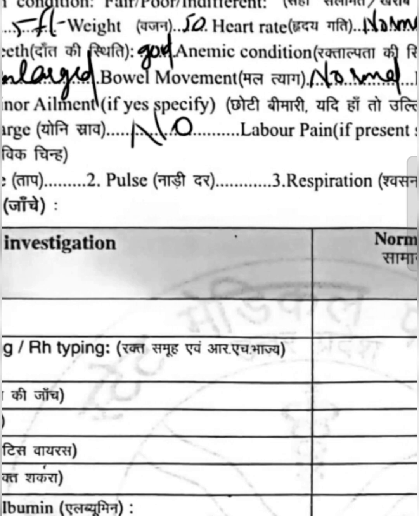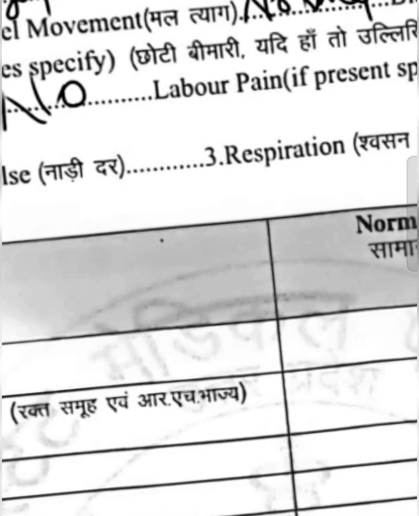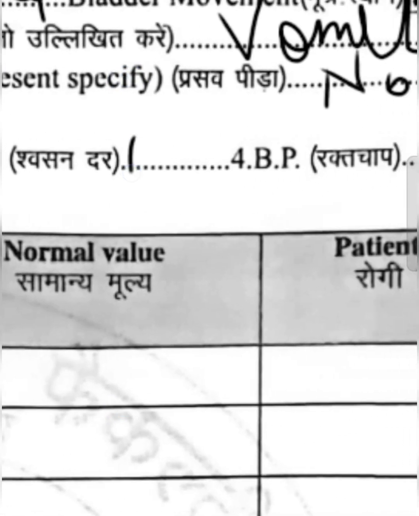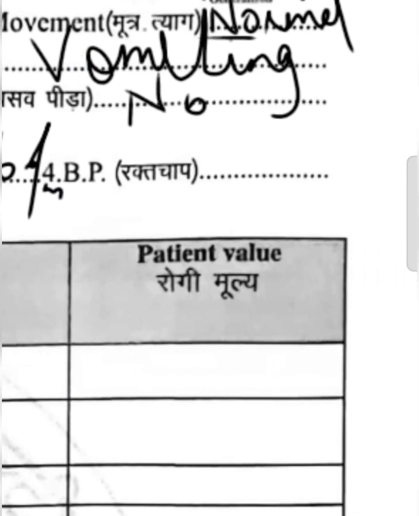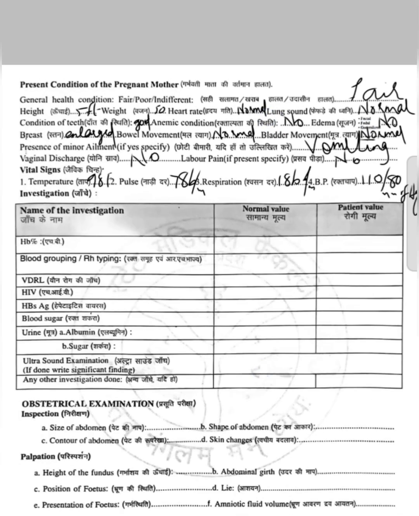Next, temperature of the mother, I am going to write 98 degree Fahrenheit. Pulse 78 beats per minute. Respiration 18 breaths per minute. And blood pressure is 110 by 80 mm of Hg. So this is our vital signs of our mother.